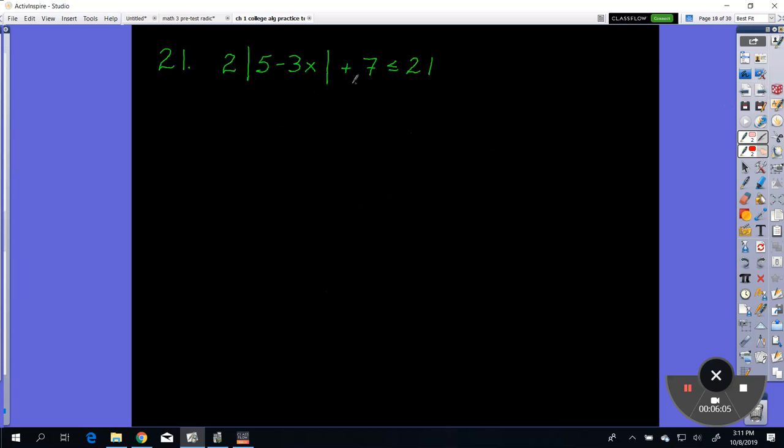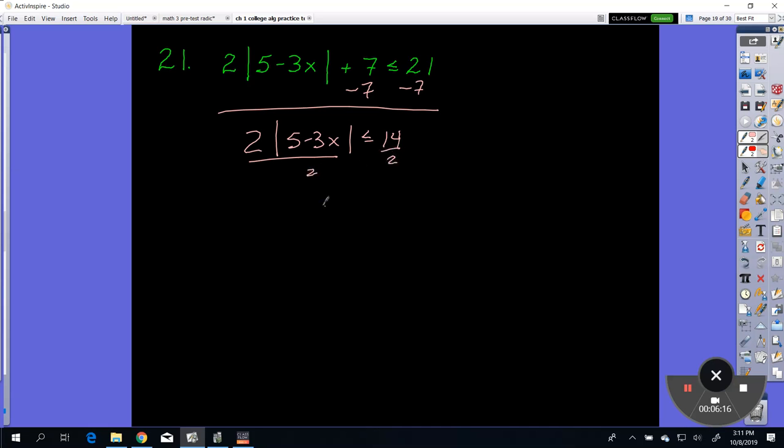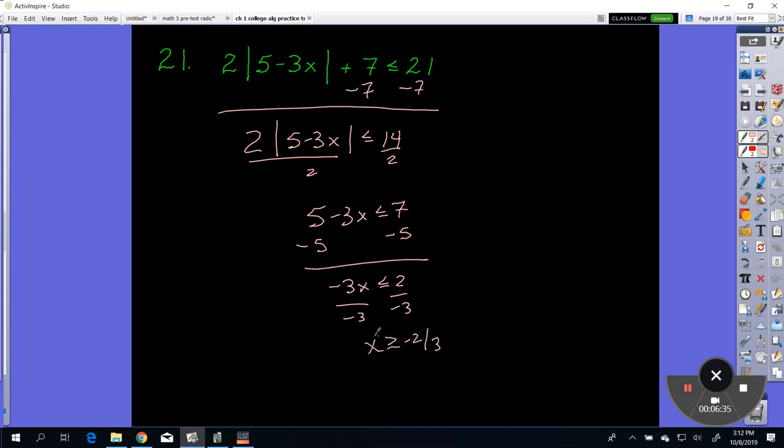21, same thing, absolute value. I'm going to minus the 7. So I have 2. 5 minus 3x is less than or equal to 14. Divide it by 2. 5 minus 3x is less than or equal to 7. Minus the 5. So I have -3x is less than or equal to 2. Divide it by -3. And x is greater than or equal to -2/3. That was just the positive case.